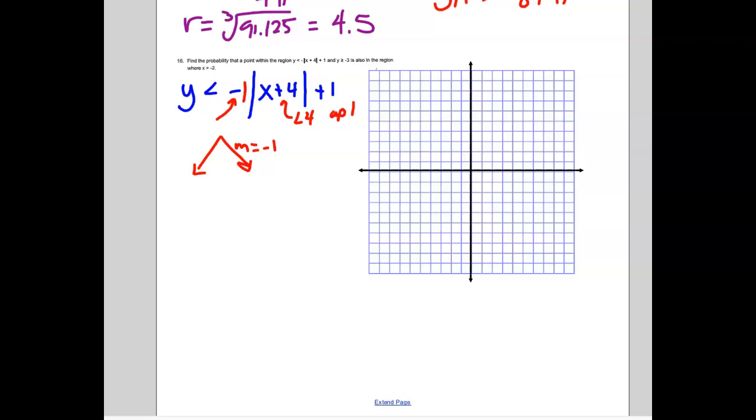All right, so let's draw. This is an absolute value curve. Flipped upside down would look like this. But we're shifting it left 4 and up 1. So our vertex is there. And now we're going to move in a negative 1 slope on the right. Let me start over here and actually plot my points a little better.